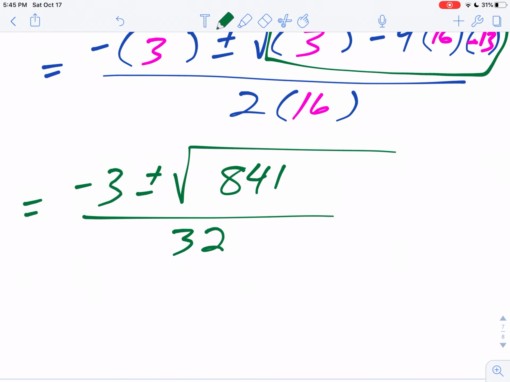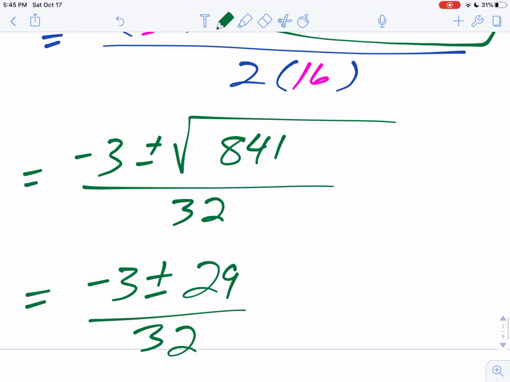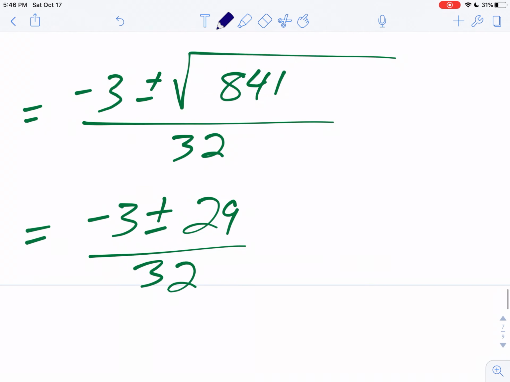Well, we need to reduce that. Square root of 841 happens to be 29. And as I said, this looked like it would be something that could factor, and it would have, but I didn't want to deal with those big numbers. So the square root of 841 is 29. But again, you have to reduce these. This is not a good enough answer.